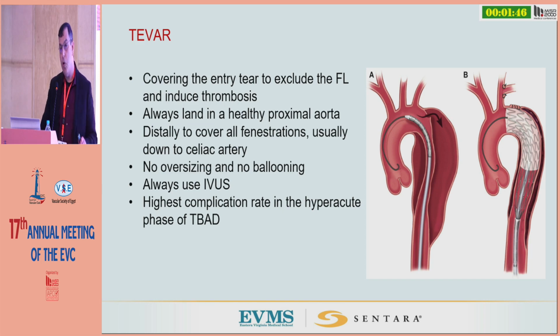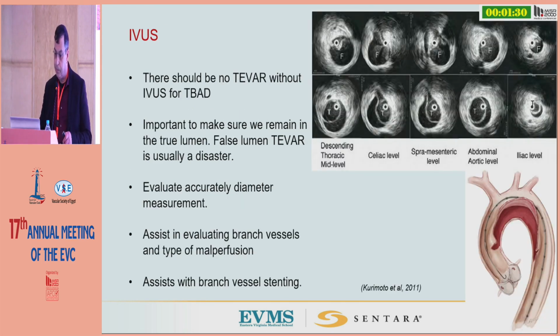There should be no oversizing at all, or minimal oversizing of the stent graft. Always use IVUS when we're treating using TEVAR, and the highest complication rate is in the hyperacute phase. That's the first 24 hours after acute dissection, and it should be avoided if possible.